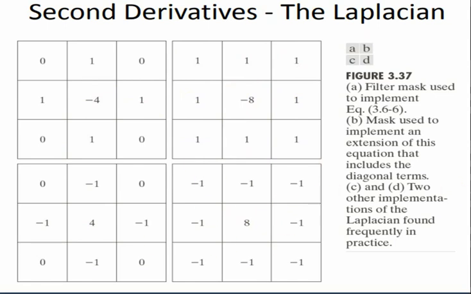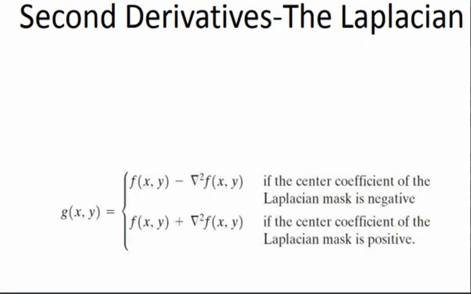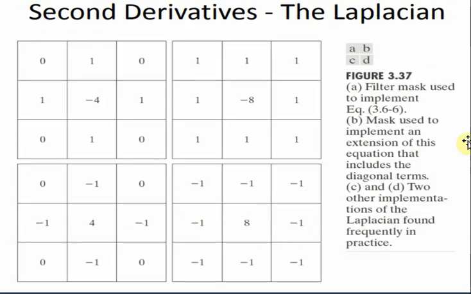So I'm giving 4 different masks as examples to do the second order derivative operation, or to develop the filter mask. These are the 4 different masks for the Laplacian operation. Now, how can you get the enhanced image? Based on this mask, you can get the second order derivative image.